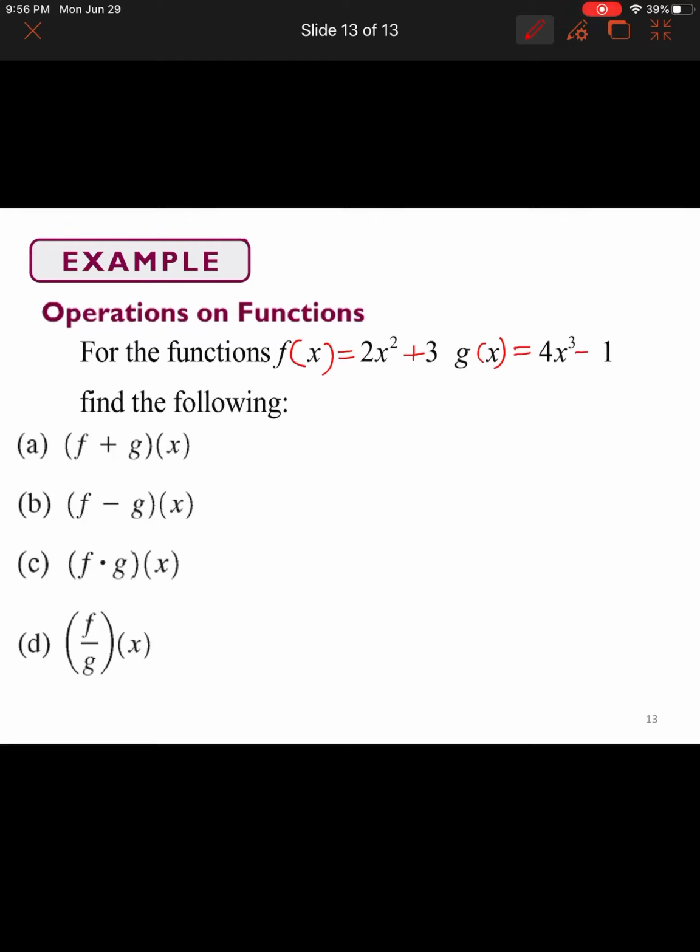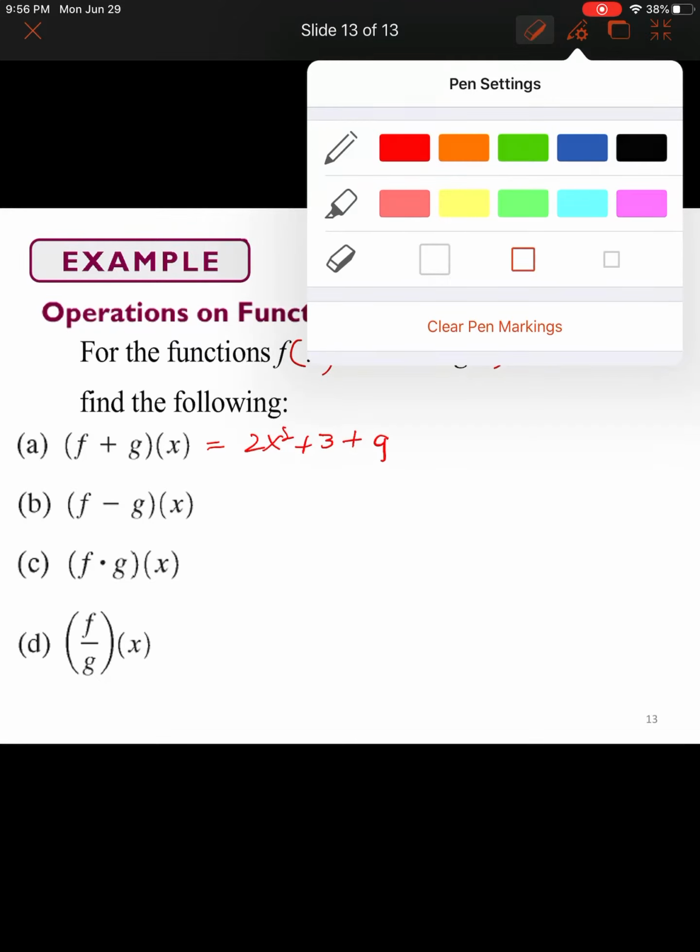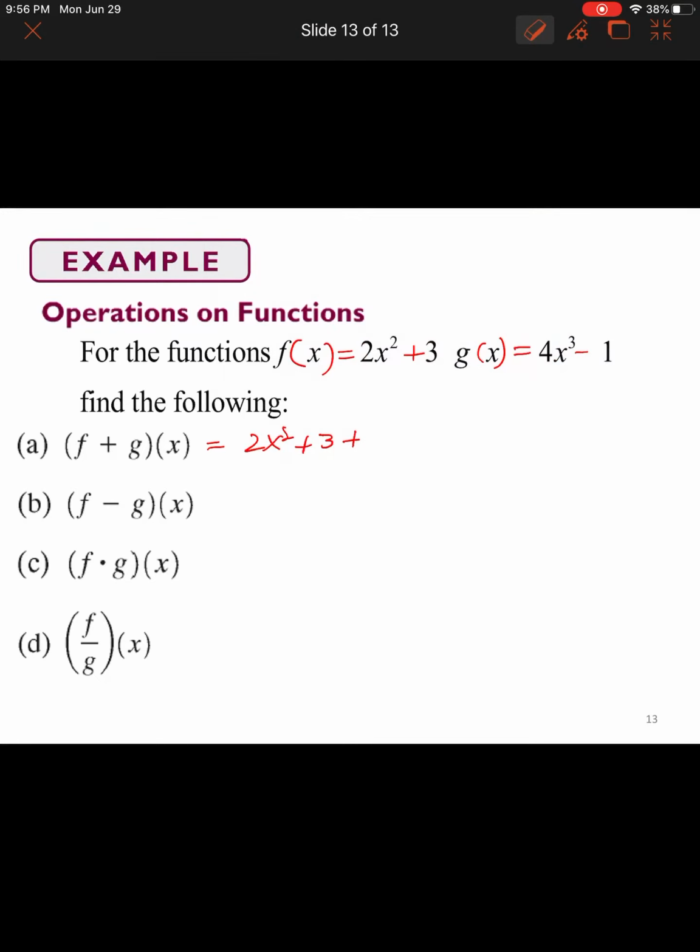You have f, it says f and g, add them together. So you take those two functions, 2x squared plus 3 plus g of x, which is 4x plus 4x cubed minus 1. Combine like terms, simplify, write in order of descending power. 4x cubed plus 2x squared plus 2 in there.